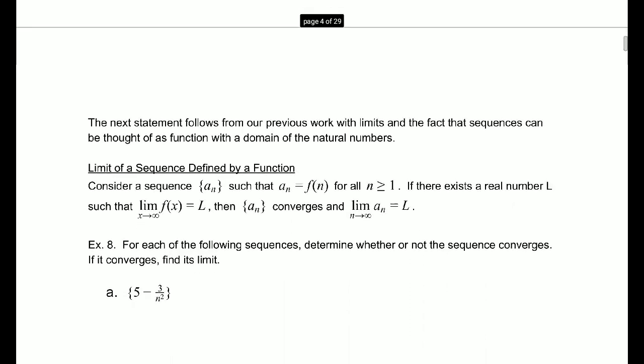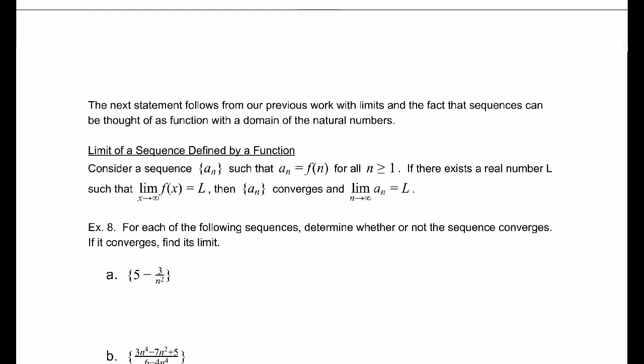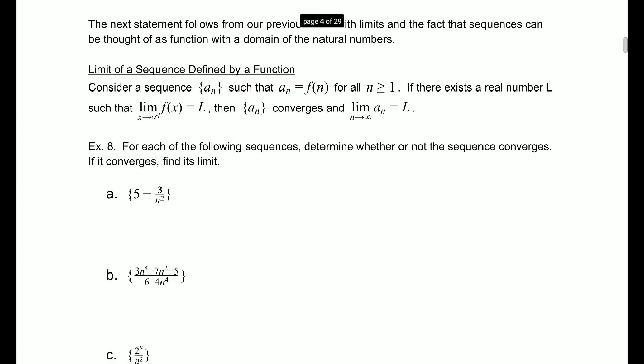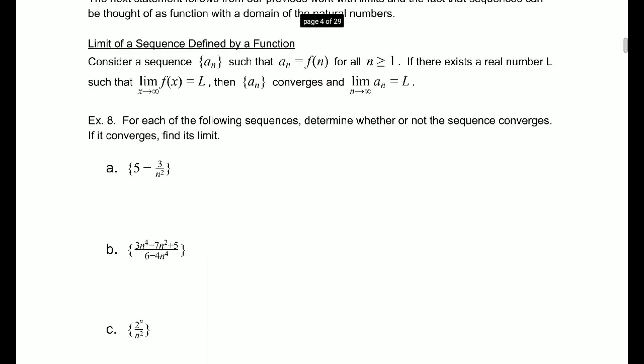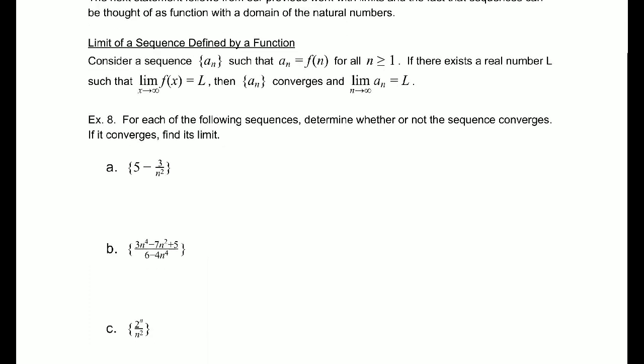So now we already said that sequences are functions with a domain of the natural numbers. So that means that we can actually use some things from limits. The limit of a sequence defined by a function: if we can find a function that has the same values as our sequence, then we can just use our limit properties. So for each of these, I'm going to consider whether it diverges or converges. And I'm going to redefine this.